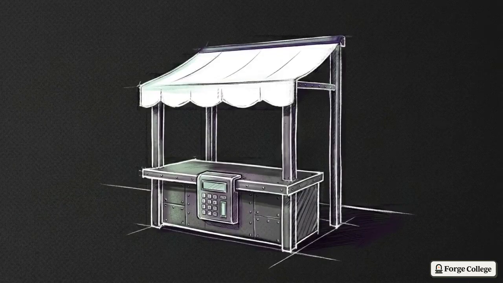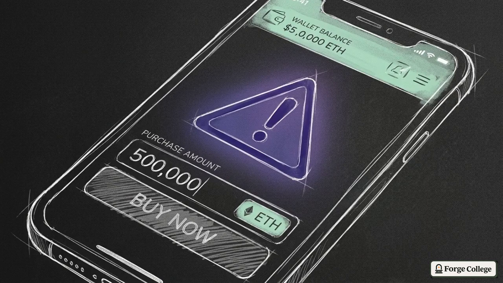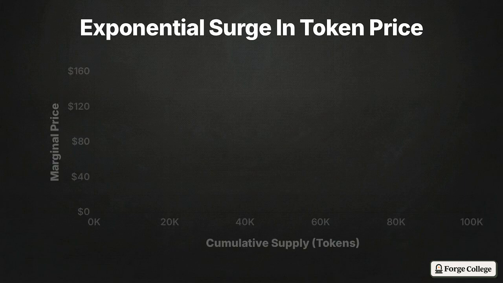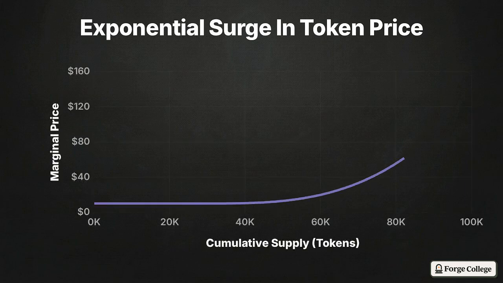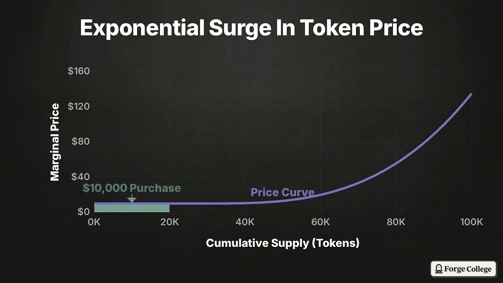Finally, we have stall C. This vendor uses a supply curve. Think of this as the aggressive math option that is specifically designed to stop massive buyers in their tracks. This purple line shows the price climbing exponentially. It starts cheap, then takes a sharp turn skyward. Every single token bought makes the next one significantly more expensive. $10,000 here buys only a tiny fraction compared to stall A.